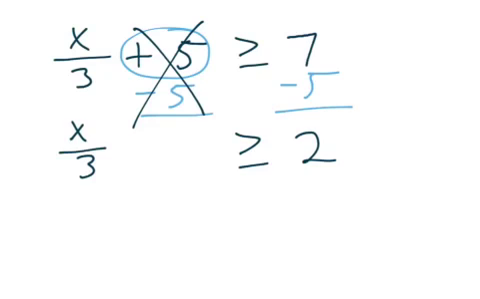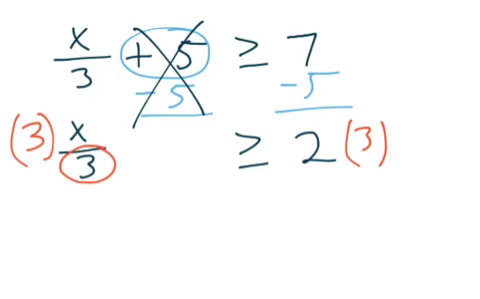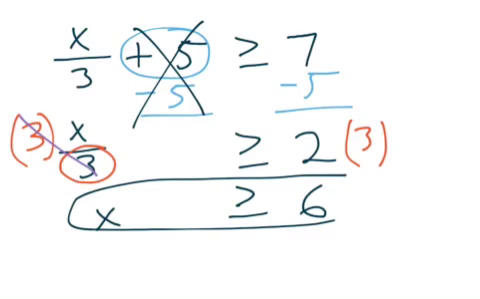Critical moment. Does everybody understand that that 3 is dividing x, right? How do we get rid of a divide? Well, don't we times to get rid of a divide? So we're going to multiply both sides by 3. Let's see what happens. 3 divided by 3 is 1x greater than or equal to, and 2 times 3, of course, is 6. So this time we have all numbers greater than or equal to 6.